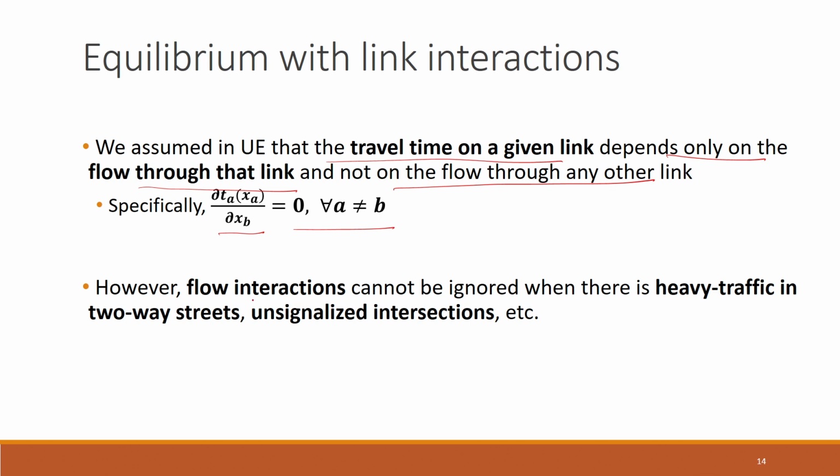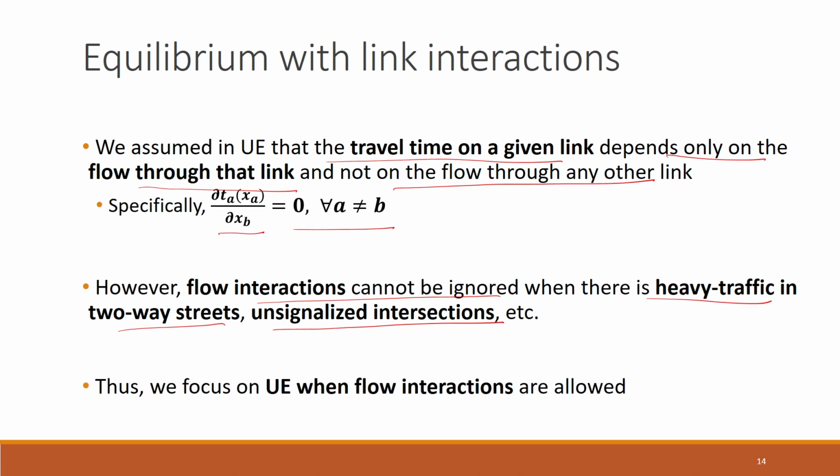However, the flow interactions cannot be ignored when there is heavy traffic in two-way streets, or when we have unsignalized intersections and so on. Okay. So, for these cases, we just cannot assume that the travel time on a given link will only be dependent upon the flow on that link. Okay. So, as we move along, we will be considering these cases, and then it will be easier to understand. Therefore, we will be focusing on user equilibrium when the flow interactions are allowed. Okay.